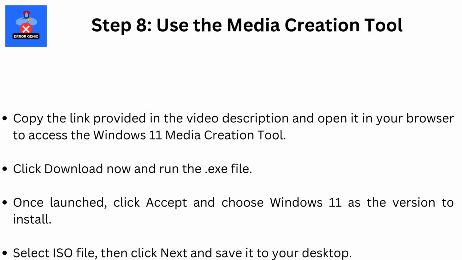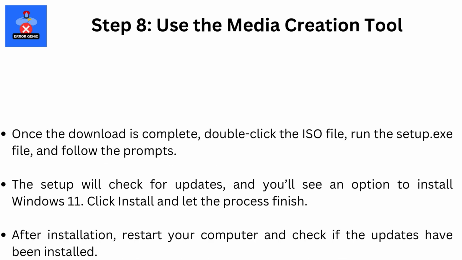Step 8. Use the Media Creation Tool. Copy the link provided in the video description and open it in your browser to access the Windows 11 Media Creation Tool. Click Download Now and run the .exe file. Once launched, click Accept and choose Windows 11 as the version to install. Select ISO file, then click Next and save it to your desktop. Once the download is complete, double-click the ISO file, run the setup.exe file, and follow the prompts.